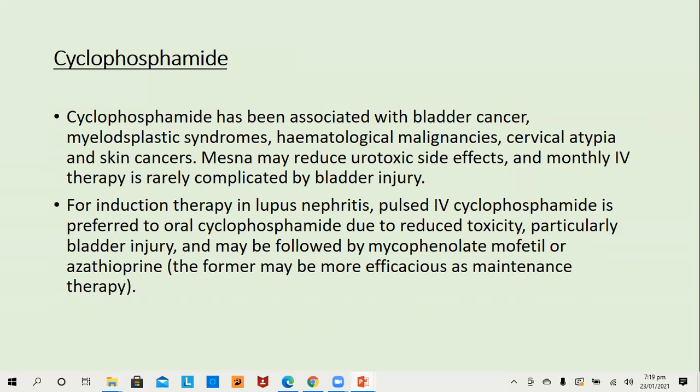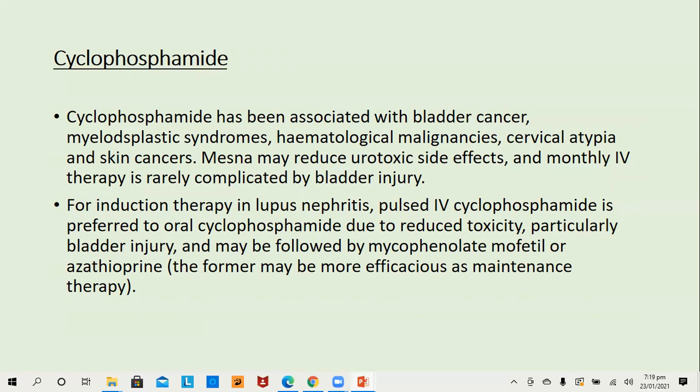First is cyclophosphamide. Cyclophosphamide has been associated with bladder cancer, myelodysplastic syndromes, hematological malignancies, cervical atypia, and skin cancers. Mesna may reduce the urotoxic side effects, and mostly IV therapy is rarely complicated by bladder injury.